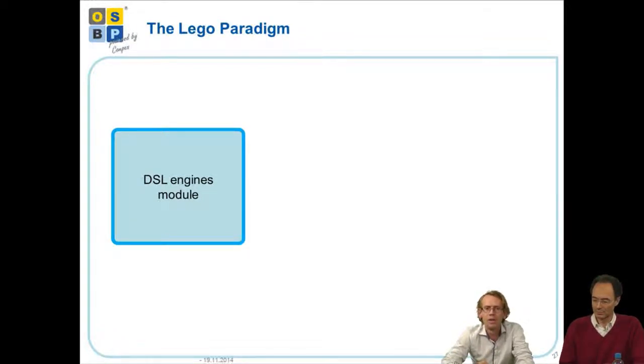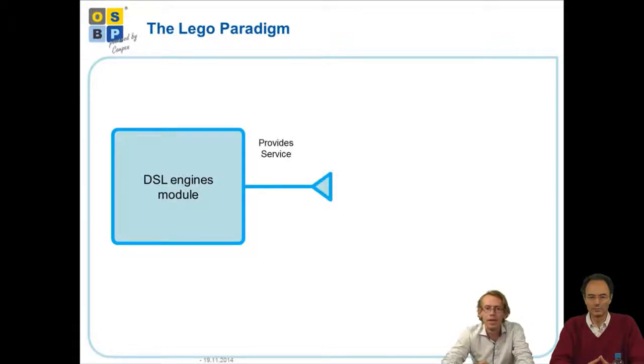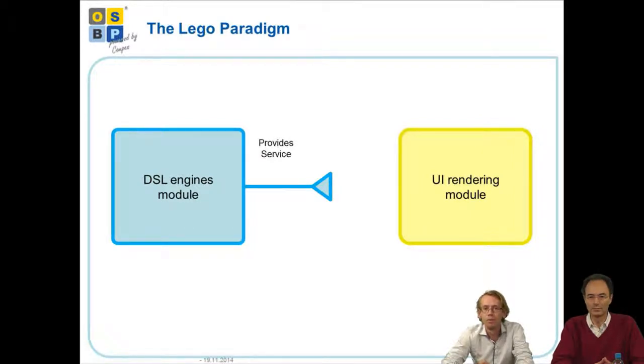To give you an idea how we are using OSGi and what modularity, what flexibility means, I give you a simple example. On the left side you can see a module, it's a bundle, it's a DSL engines module. You can use this bundle to get information about a JPA entity, for instance, about the semantic model about the JPA entity. This bundle provides a service. And on the other hand, we have a UI rendering module. This module likes to get information about the semantic information of the JPA entity, and it may consume the provided service. The provided service will automatically be injected into the UI rendering module.